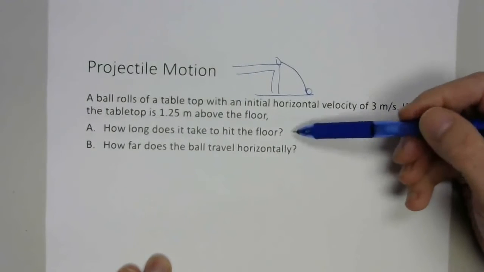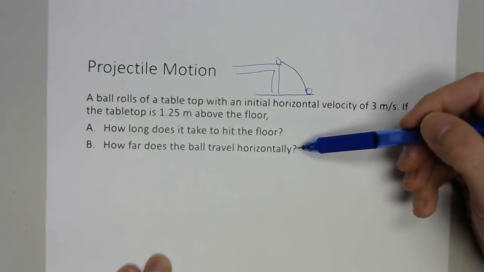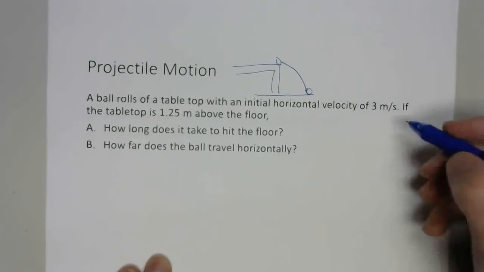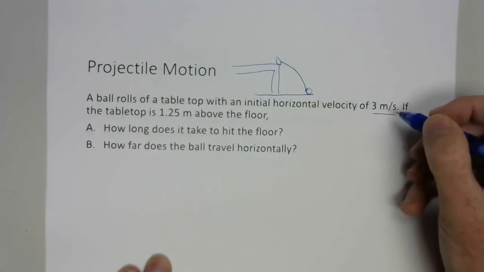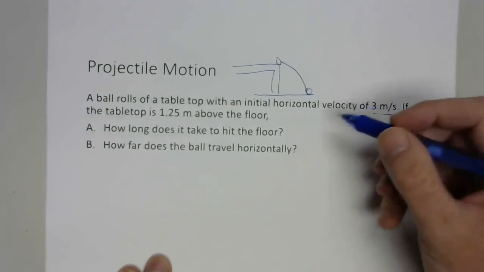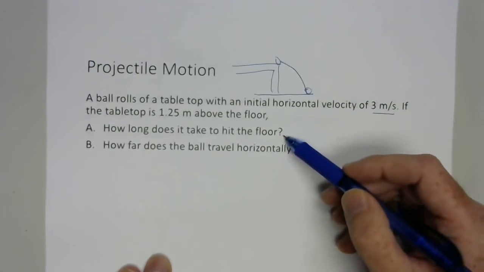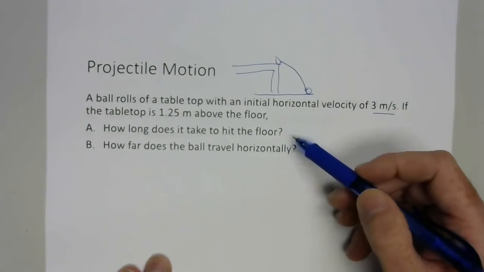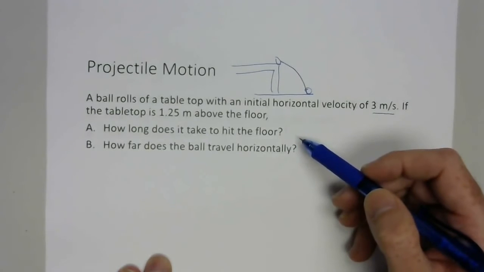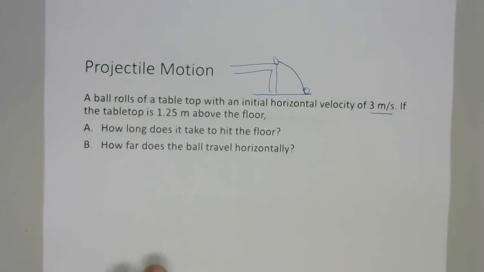The problem really has two parts. How long does it take to hit the floor, and how far does it travel horizontally? This is a horizontal velocity as it's rolling off the table. The vertical component, how long does it take to hit the floor, can be treated as a one-dimensional free fall problem because the horizontal velocity doesn't affect the vertical free fall rate.